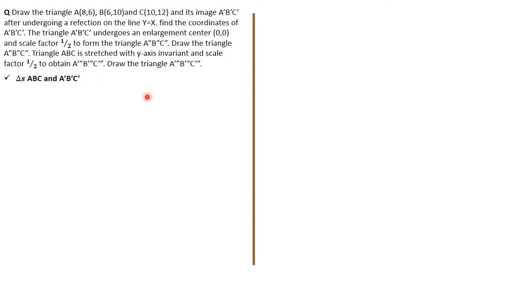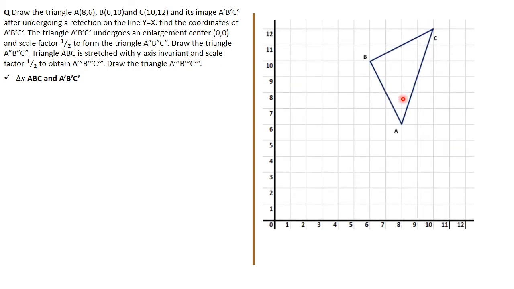Let's begin. First of all, we need to have the triangles ABC and A prime, B prime, C prime. On the screen, you have the triangle ABC. You just need to plot the coordinates that are given. But to obtain the image of this, which is a reflection in the line y equals x, we first of all need to have the line y equals x. It's that line there. You should be able to draw it at this point.